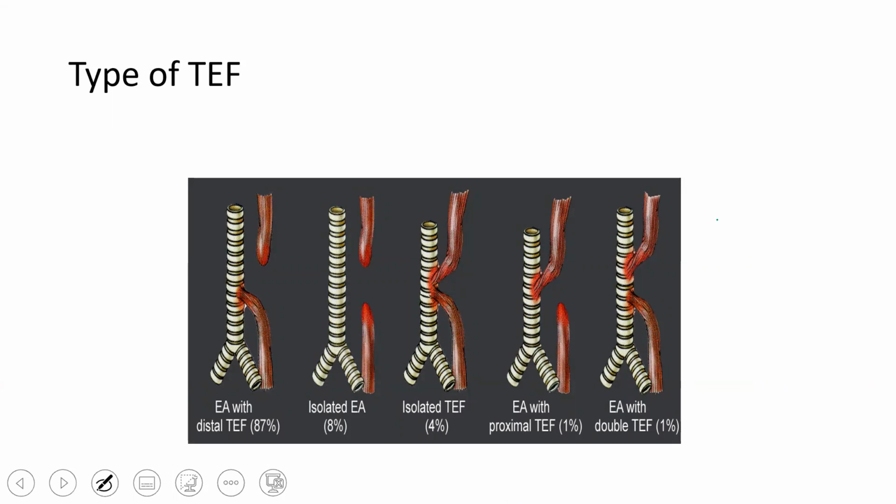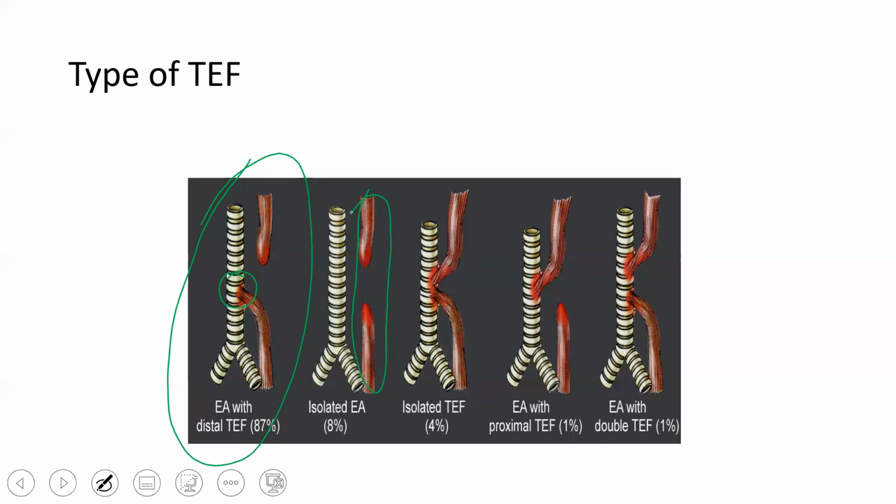What are the types of tracheoesophageal fistula? The most common type, and that's another board review point, is esophageal atresia with distal tracheoesophageal fistula. That's the most common. The second most common is just atresia with no fistula.